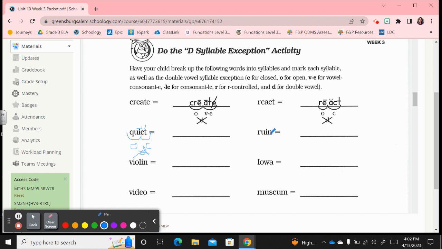Okay, let's do this one. Rue in. Again, rue, that's a long U, that's open. In is a short I. This is a closed syllable. And you're going to put in the middle that is a D syllable exception. Double vowel exception. Okay, let me clear that so we have room for the next one.